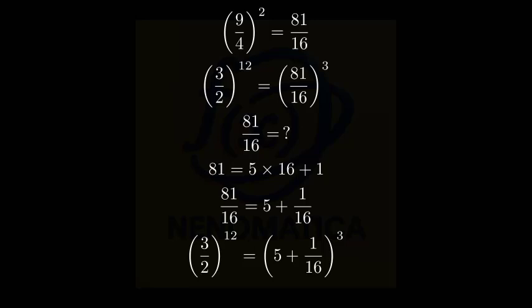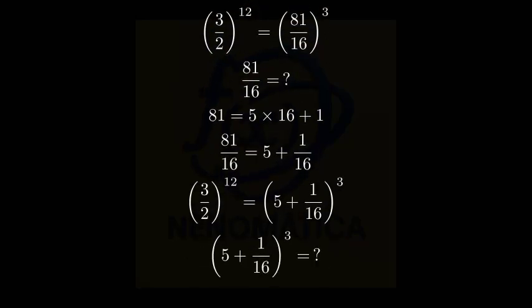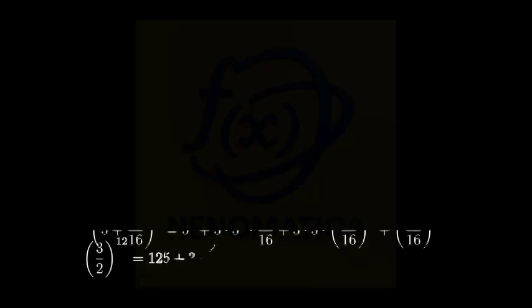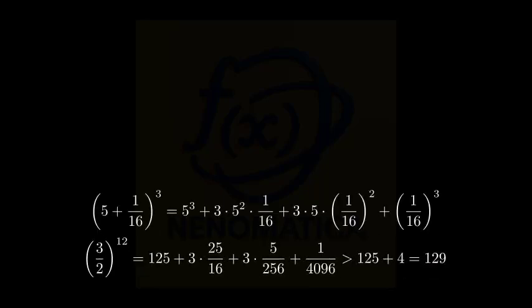Now we need to expand 5 plus 1/16 cubed using the binomial theorem. This gives us 5 cubed plus 3 times 5 squared times 1/16 plus 3 times 5 times 1/16 squared plus 1/16 cubed. Let's compute each term. 5 cubed is 125. 3 times 5 squared times 1/16 is 3 times 25 times 1/16, which equals 75 over 16, or 4 and 11 over 16. The remaining terms are much smaller, so our sum is greater than 125 plus 4, which is 129.